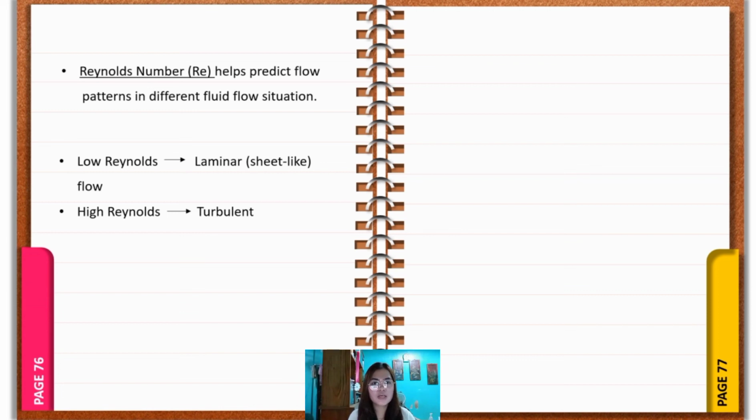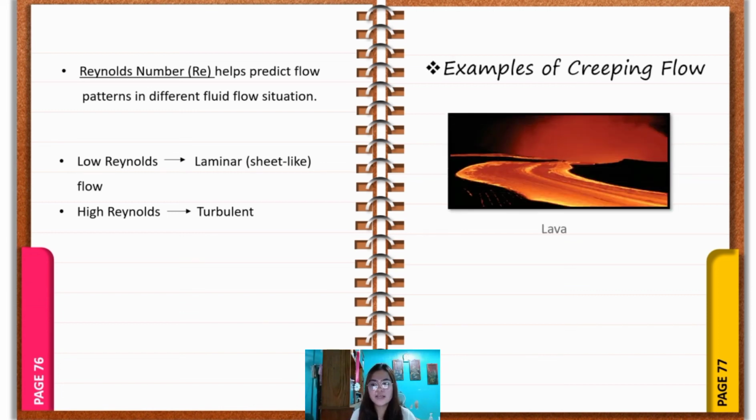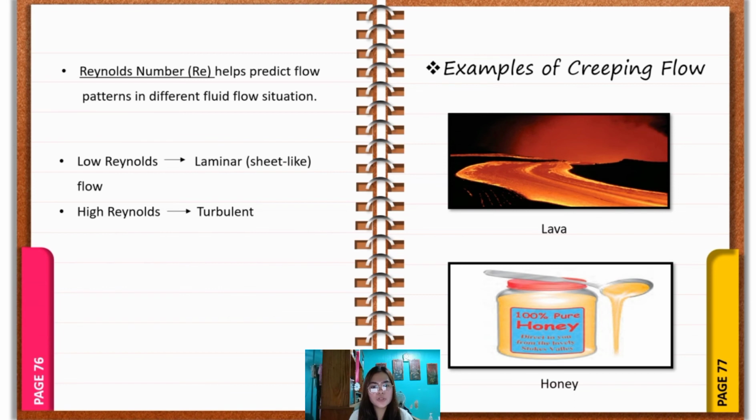Here are the examples of creeping flow. First is the flow of lava. The viscosity of molten rock is so large that the Reynolds number is small even though the length scales are large. Next is honey. You encounter creeping flow when you pour syrup, a very viscous liquid, on your pancakes, or when you dip a spoon into a jar of honey, also very viscous, to add to your tea. The slow flow of a very viscous liquid like honey is classified as creeping flow.